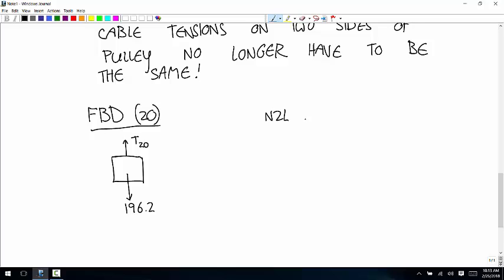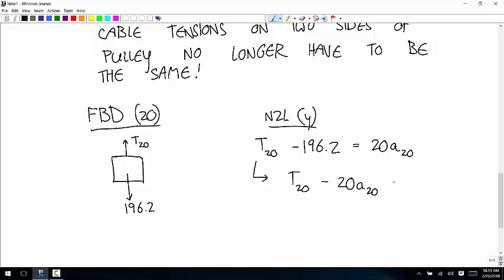So Newton's second law, if we only look at the y component, says T20 minus 196.2 is equal to the mass times the acceleration. The mass is 20, and I'll call that acceleration A20. Reformat it, so we have T20 minus 20A20 is equal to 196.2.